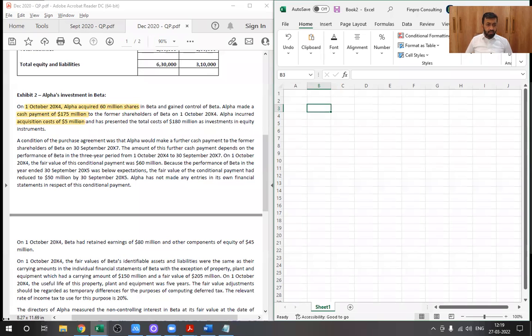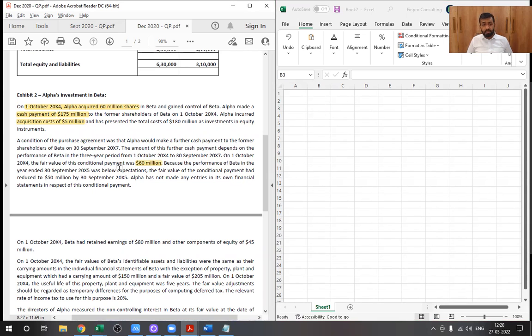Condition of purchase agreement was that Alpha would make a further cash payment to former shareholders of Beta on 30th September 20x4. This is a contingent consideration now. The amount of further cash payment may be deferred payment consideration also. The amount of this further cash payment depends on the performance of Beta over the 3 year period from 1st October to 30th September 20x7. On 1st October 20x4, the fair value of this conditional payment is 60 million. So fair value they have calculated. So this is a contingent payment you have to consider as a part of purchase consideration.